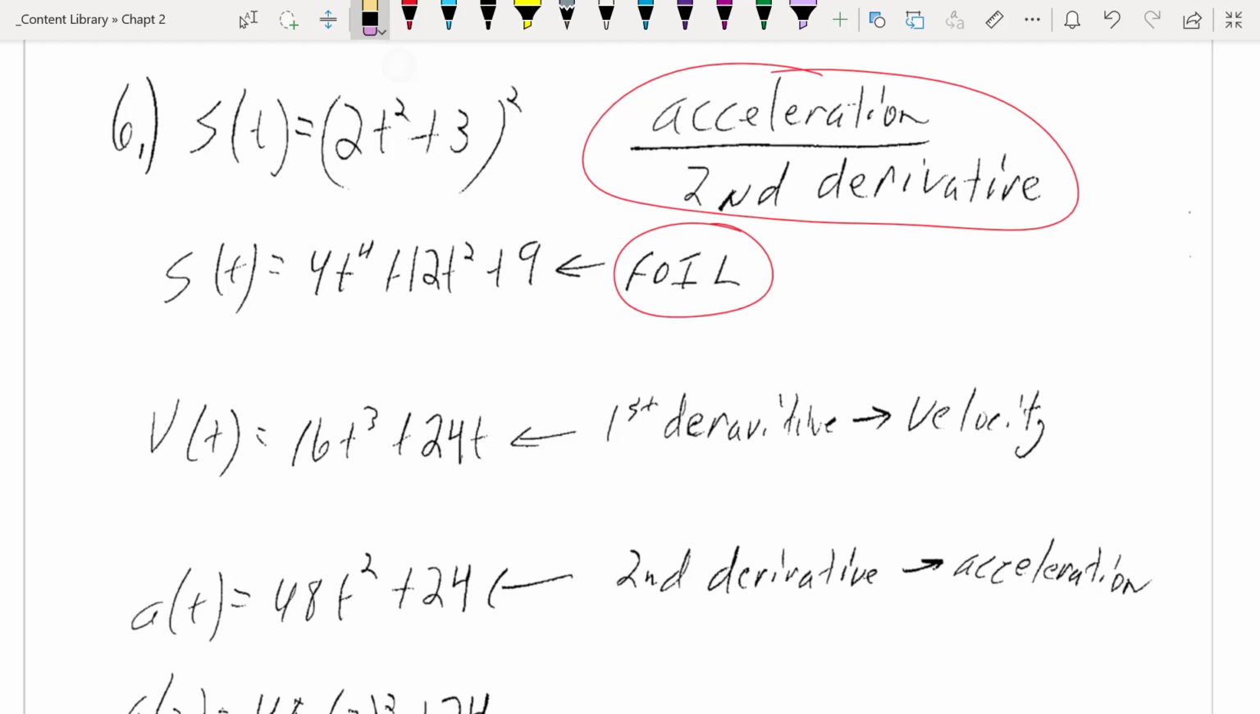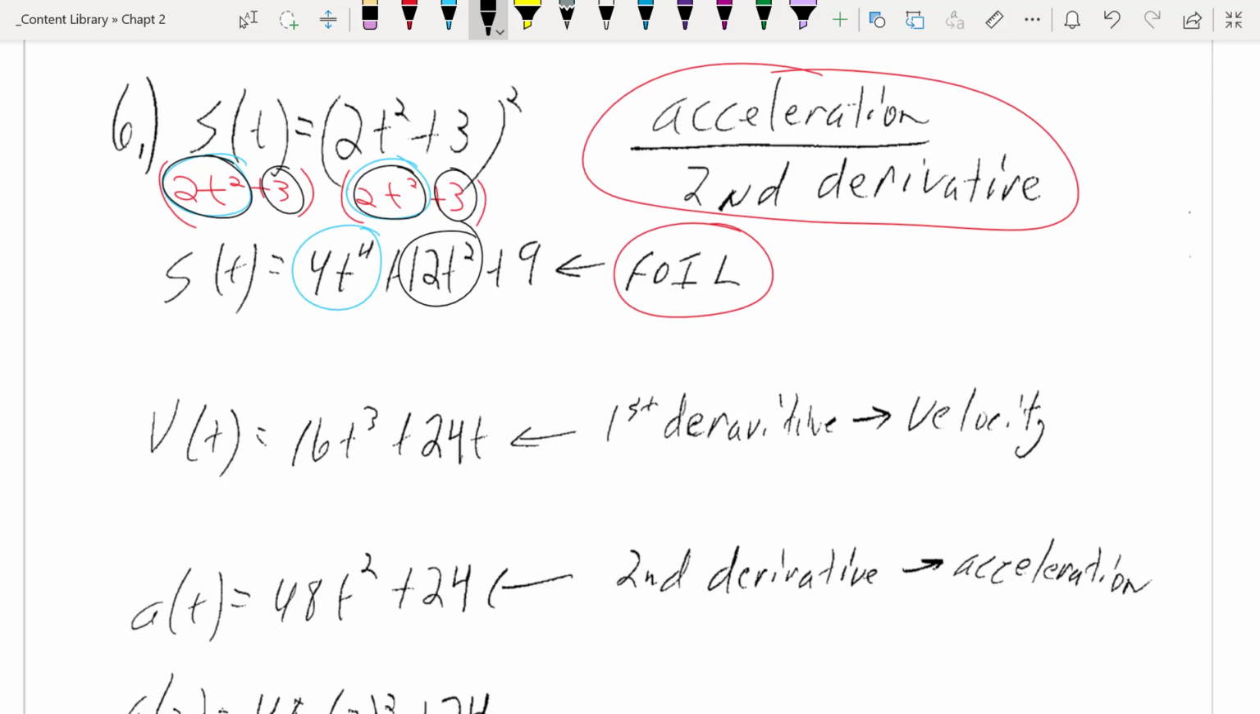You're going to have to write this equation twice. You can do that mentally, or you can actually write it out. So I'm going to write down (2t squared plus 3) times (2t squared plus 3). Now my firsts: 2t squared times 2t squared is 4t to the fourth. Outsides is 2t squared times 3, which is 6t squared. Insides is 3 times 2t squared, which is also 6t squared. Adding 6t squared plus 6t squared, I get 12t squared.